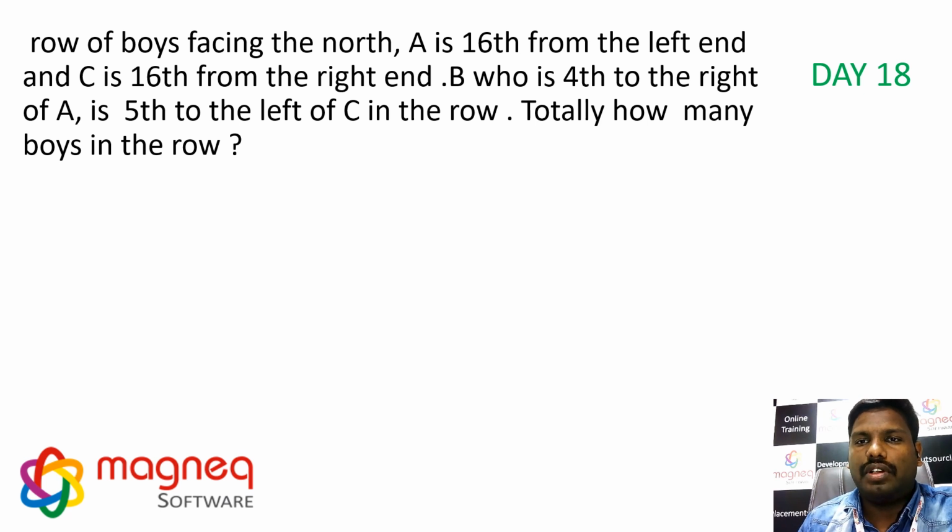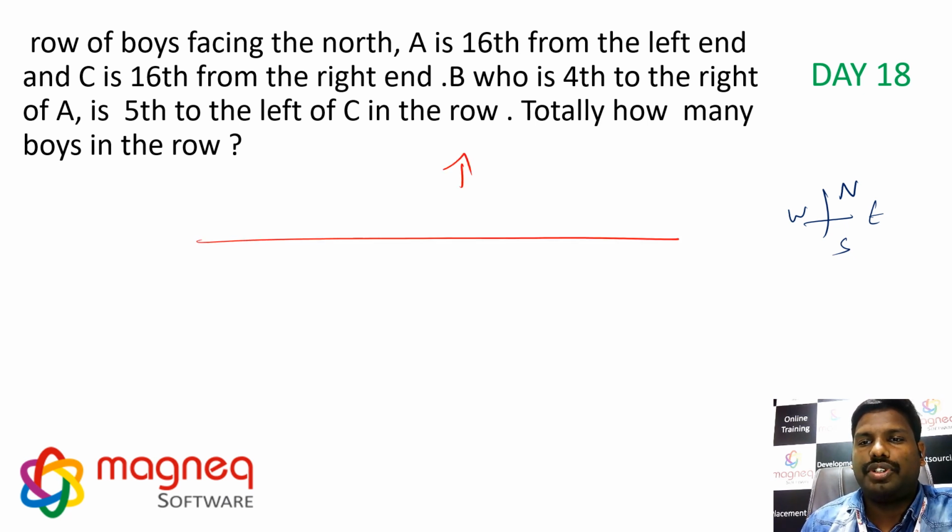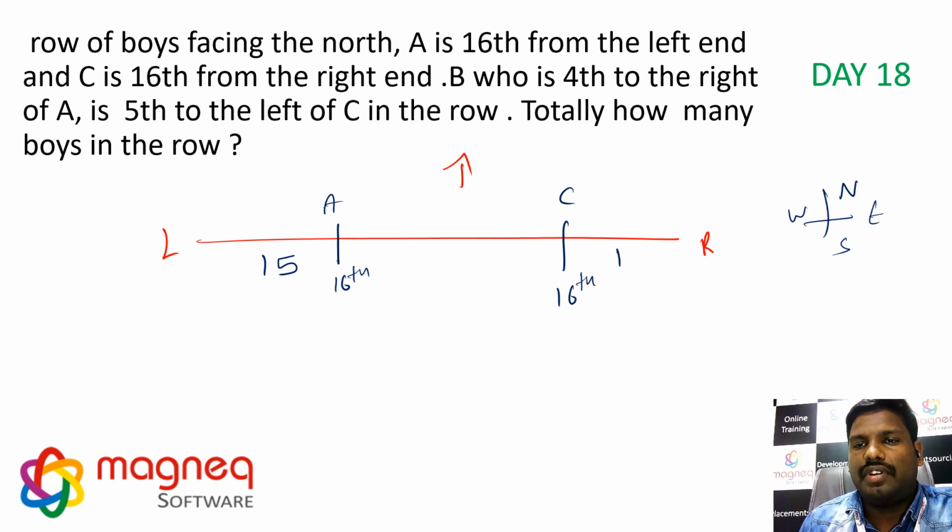Facing north. A is 16th from the left end and C is 16th from the right end. B, who is fourth to the right of A and fifth to the left of C in the row. Total how many boys in the row? Facing north, so this is the position: right end, left end. A is 16th from left end, which means before 15 persons, and C is 16th from the right end, which means after 15.